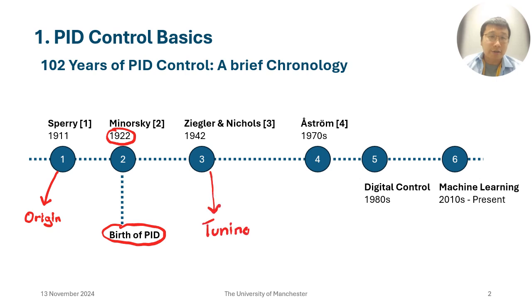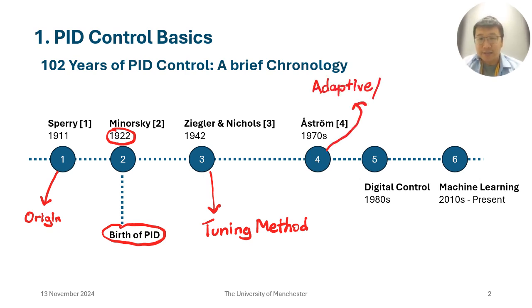It was a very effective method at correcting errors. Then in 1942, Ziegler and Nichols proposed a tuning method, which is widely used in industry settings and still used today. Then in the 1970s, Astrom developed adaptive, or auto-tuning, methods for tuning the PID gains, enhancing robustness in real-world applications.